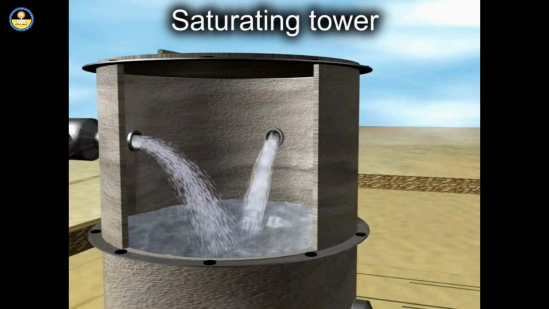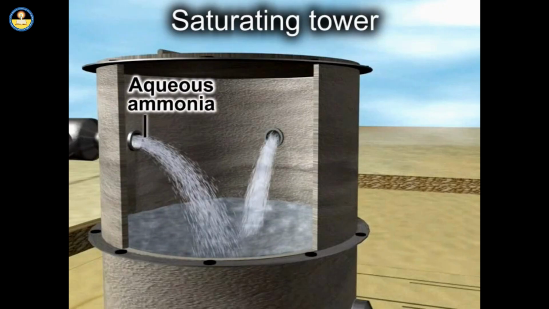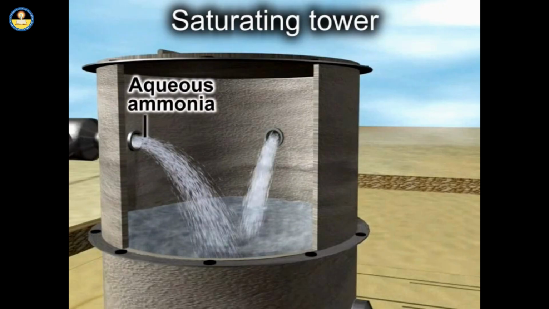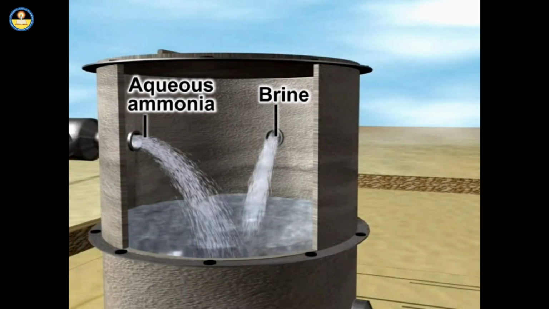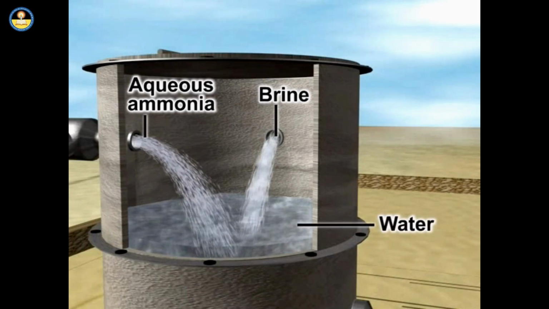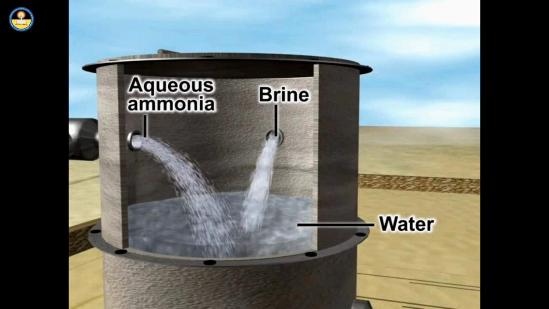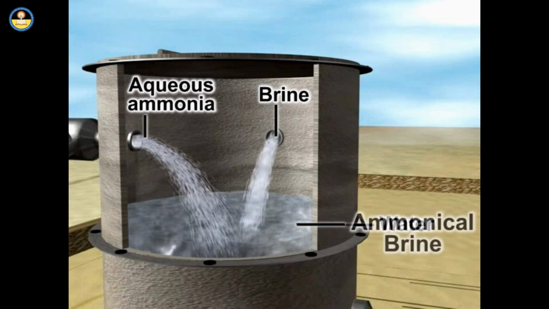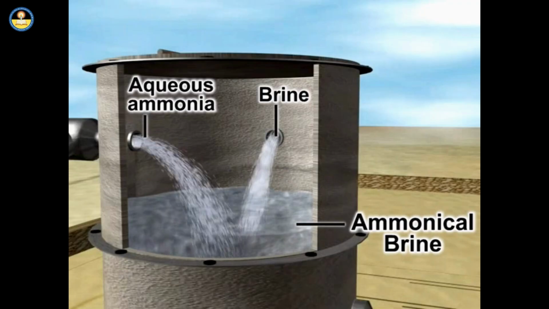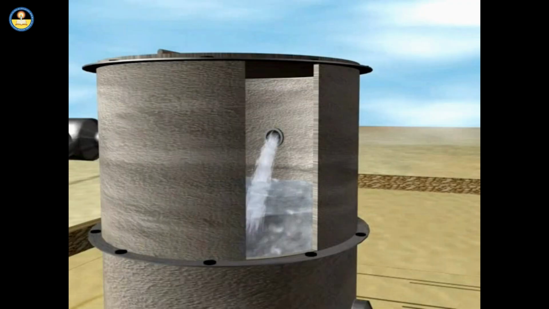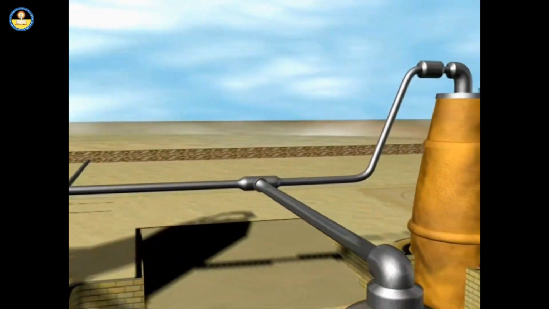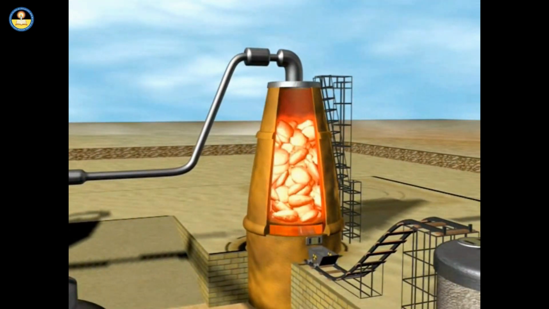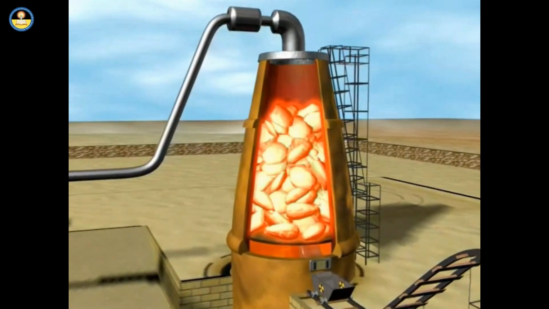As you are seeing in the animation, aqueous ammonia on the left is added to brine, which is shown on the right side, to a chamber containing water, which results in the formation of ammoniacal brine. Let us now have a look at the lime kiln in the animation. Let us have a look at what goes on inside it.